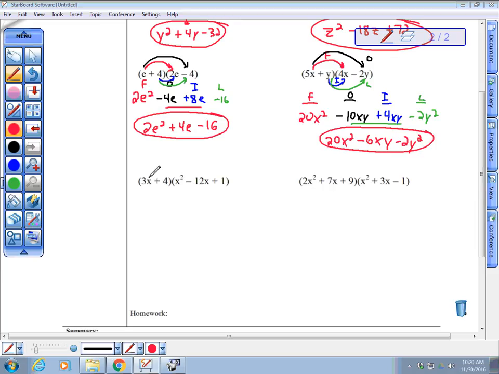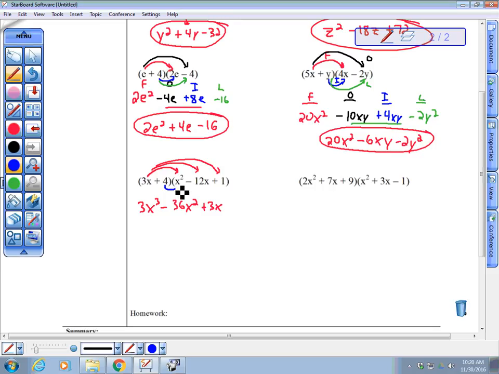So I'm going to keep it in one color for the first one, so that 3x is being distributed throughout the parentheses. So it's going to be 3x times x squared, which is 3x to the third. 3x times a minus 12, which is going to be a minus 36x squared. And then you have 3x times 1, which is going to be a plus 3x.